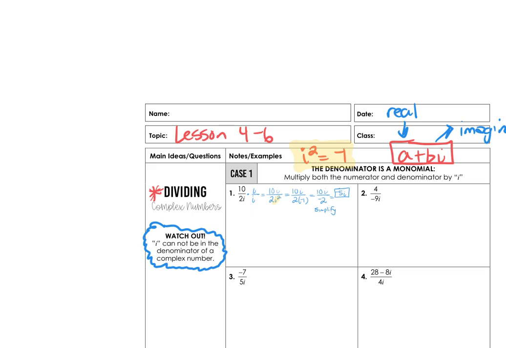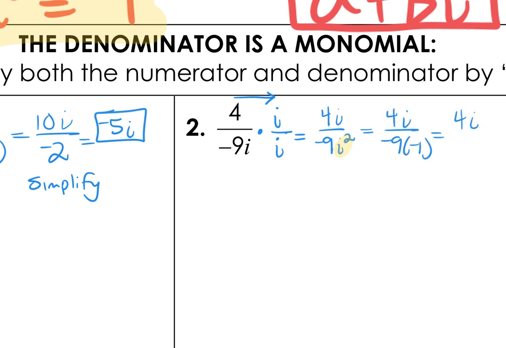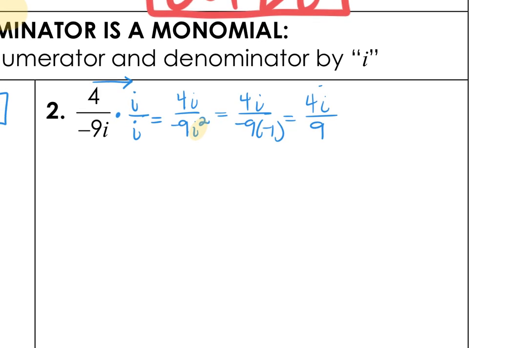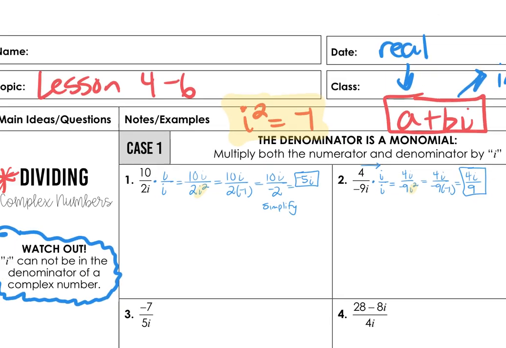So let's take a look at number 2. I've got 4 over -9 times i. Again, that problem is the i at the bottom. So we're going to multiply top and bottom by i, multiply straight across. 4 times i is 4i, -9i times i is -9i squared. We'll replace that i squared with a -1. So I get 4i all over +9. And then in this case, I can't simplify any further. 4 over 9, that does not simplify. So this is my final answer. So you can see, even though it's saying dividing, we're really just multiplying.